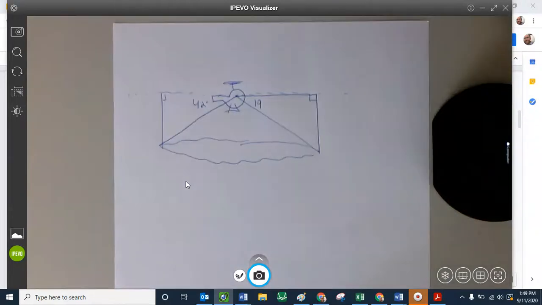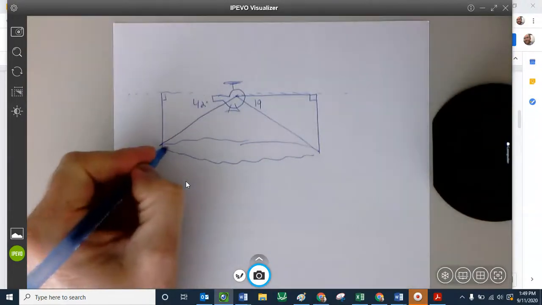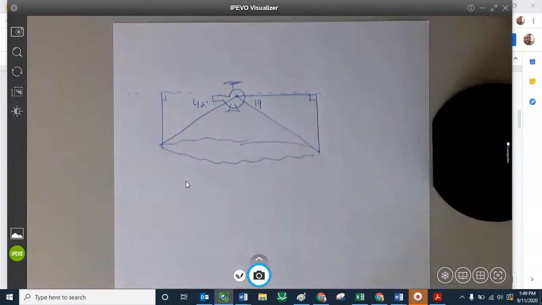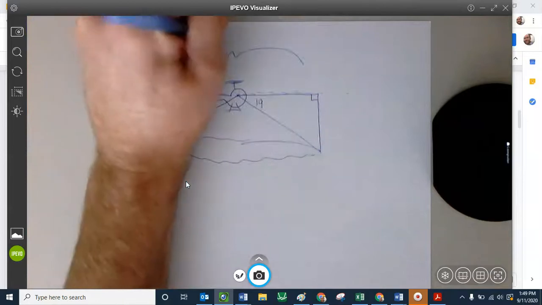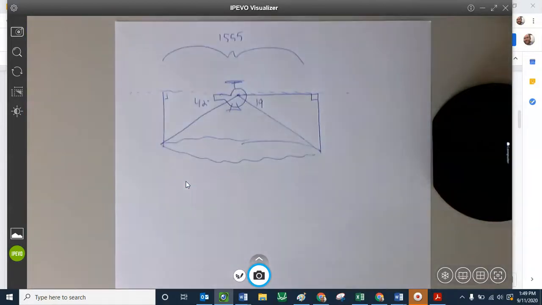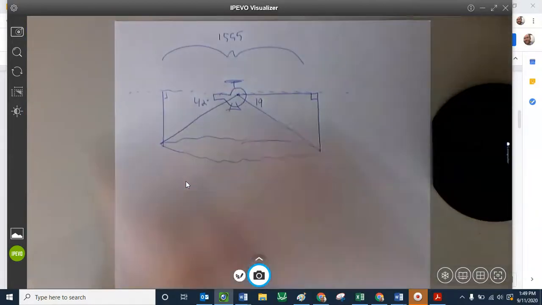Okay, the last piece of information they told us was that the lake itself, from here to here, is 1,555 feet. I'm going to put that up here. 1,555 feet across.